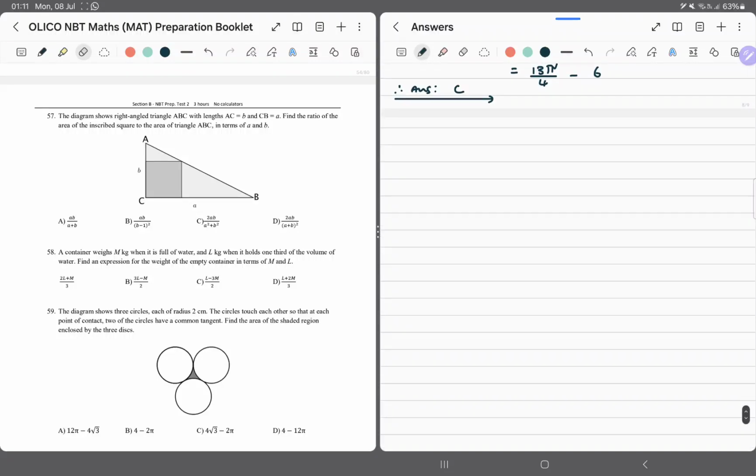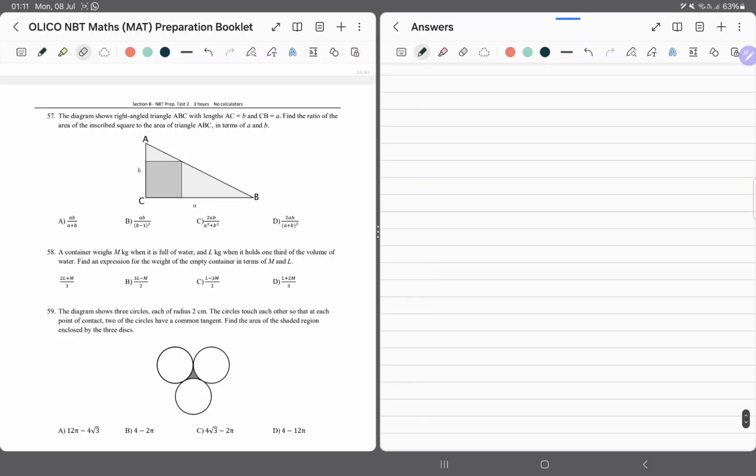Okay guys, so we move on to the next few questions. Again, one can see this is NBT Prep 2. Okay, so this is 57.